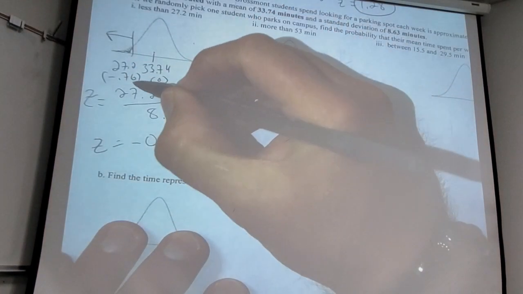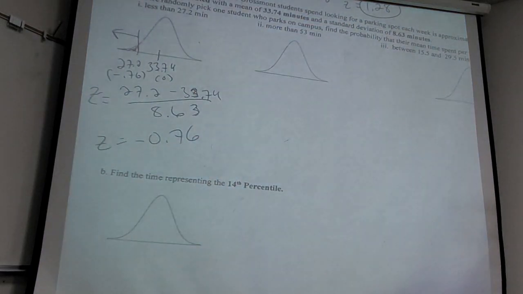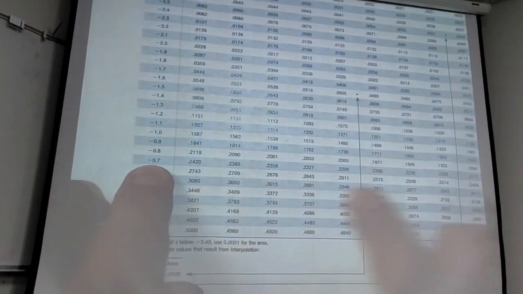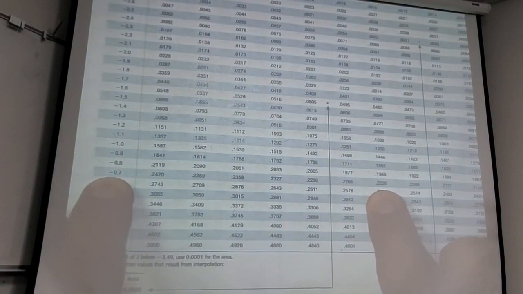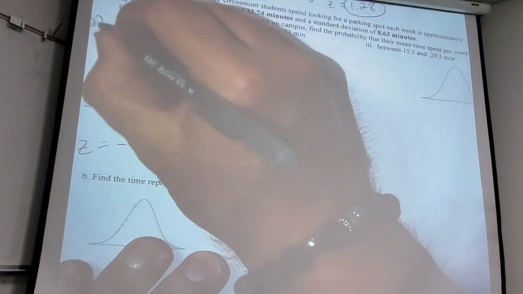So what do you guys get if you look up negative 0.76? 0.22, let's say 0.2236. And thankfully in this problem, that's the answer.